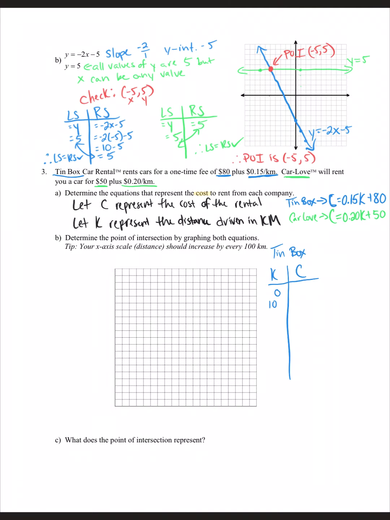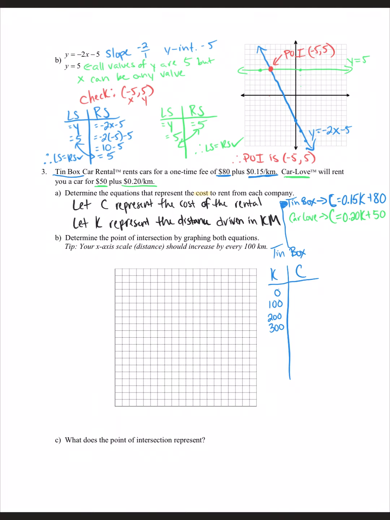So we'll start at 0, and we'll do, let's say, 3 additional points, okay? So we'll determine what is the cost to us if we drive 0 kilometers, 100 kilometers, or if we drive 200 or 300 kilometers, okay? So if we plug in 0 into our Tin Box equation, we're going to take this and plug into this equation up here. What do we get when we plug those values in for K?